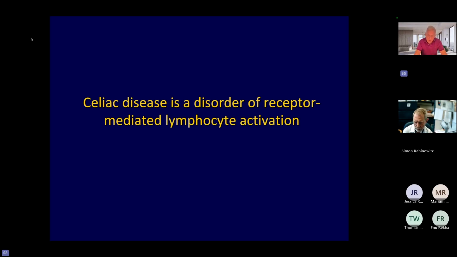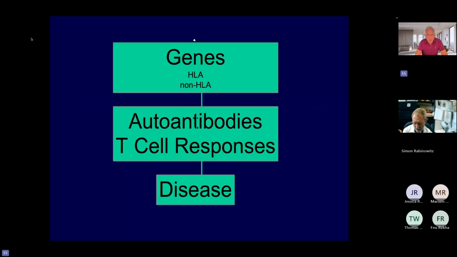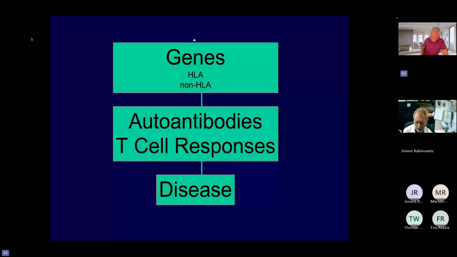Celiac disease, after all, is a disorder of receptor-mediated lymphocyte activation. It requires genes that are HLA or non-HLA that in some way code for the production, under the right environmental circumstances, of autoantibodies, of the development of specific T cell responses, which lead to the pathognomonic, histopathologic, and symptomatic characteristics of the disease.